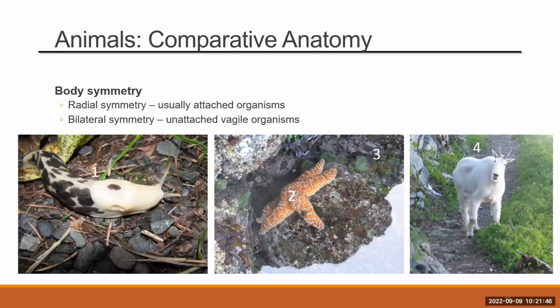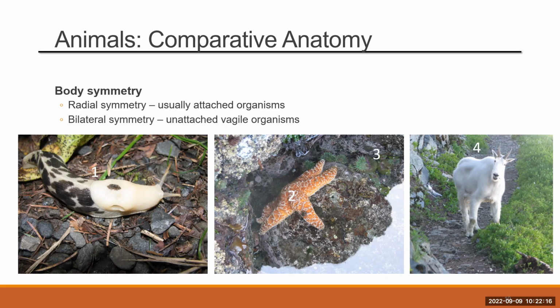Okay, and so this is a little activity that Dr. Anderson wants us to do. These are all pictures that he took on a trip to Olympic National Park, I believe, in Washington. Here we have a banana slug, then we have starfish, and then back here is a sea anemone, and then this goat. So what kind of symmetry do each of these things have?